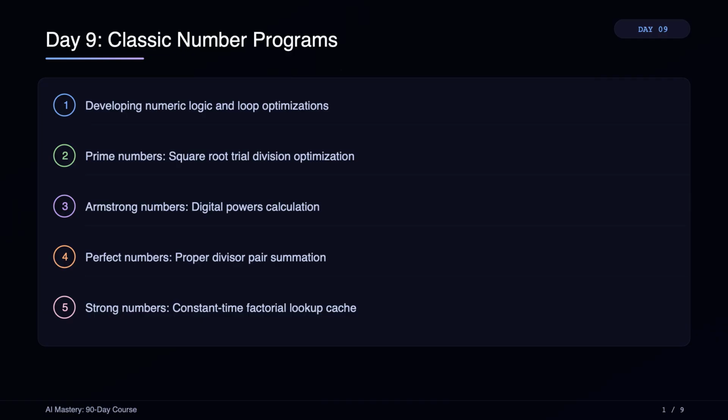Today, we are going to explore classic number theory challenges in computer science. These exercises are highly popular in programming interviews because they test your ability to translate math rules into highly optimized loops. We will cover the logic and code for 4 iconic number types: prime, Armstrong, perfect, and strong numbers. Along the way, you will discover how simple math principles can optimize loops to run thousands of times faster. Let's get started. Let's begin with prime numbers.